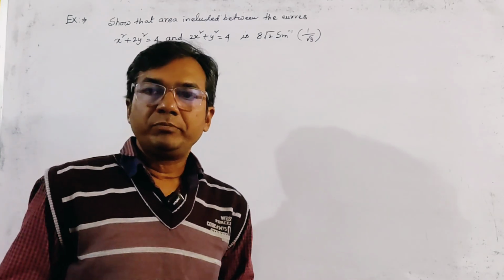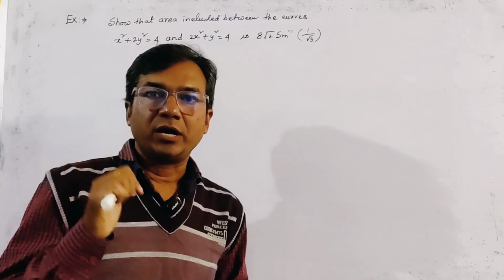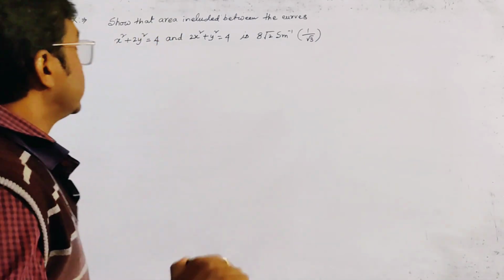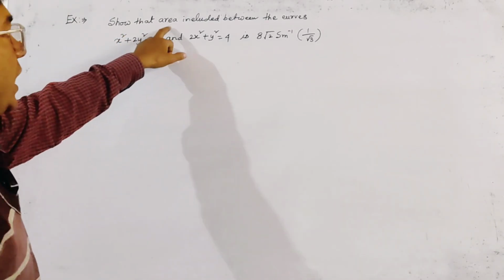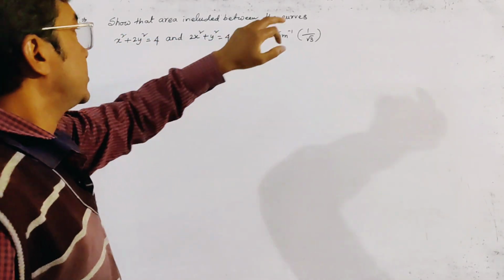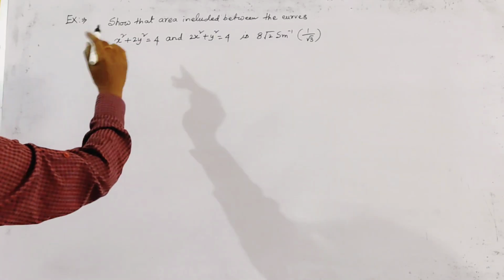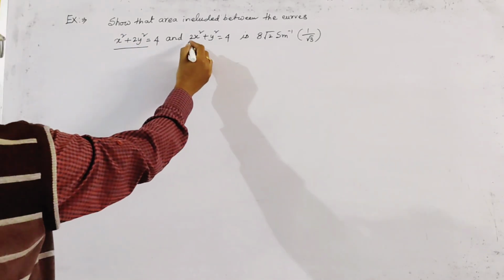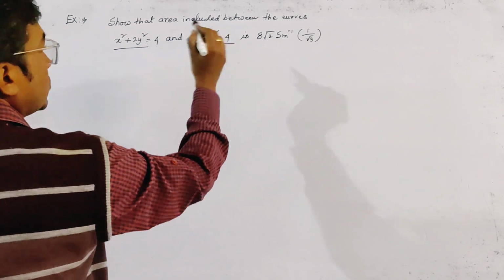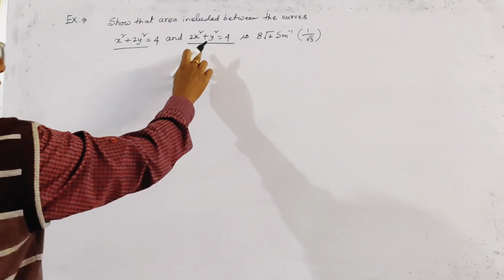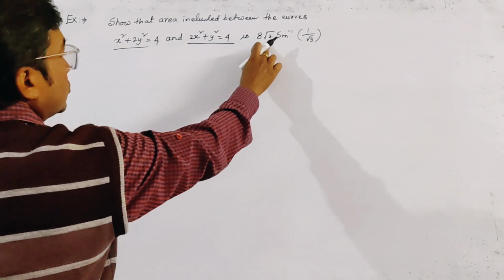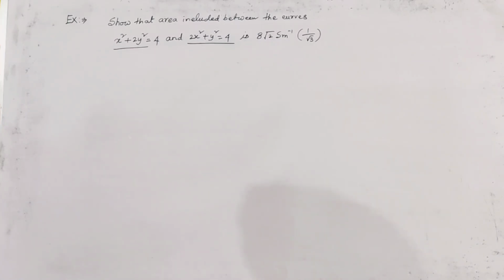A very important problem from the area of a plane curve: find the area included between the curves. The first curve is given by x square plus 2y square equal to 4, and the second curve is given by 2x square plus y square equal to 4. The answer is also given: 8 root 2 sine inverse 1 by root 3.